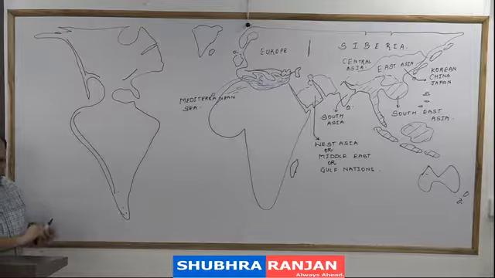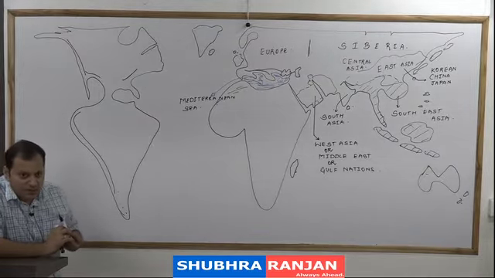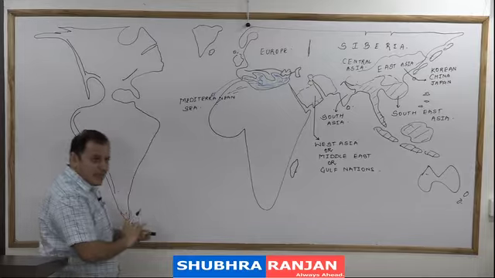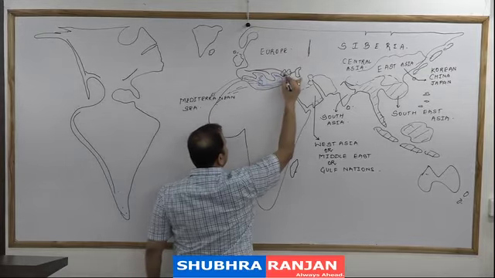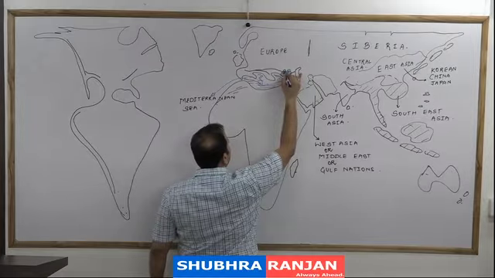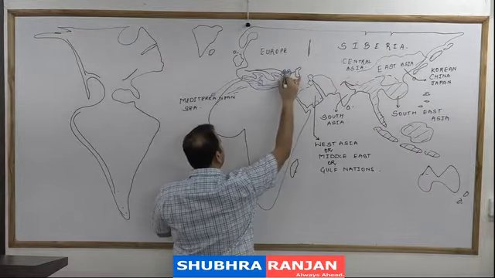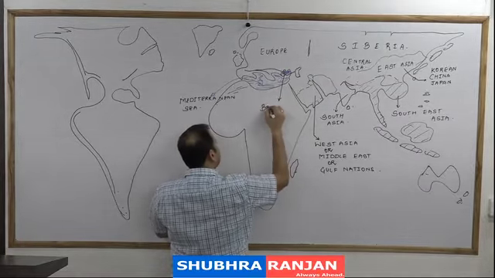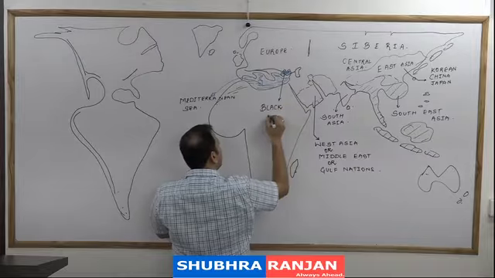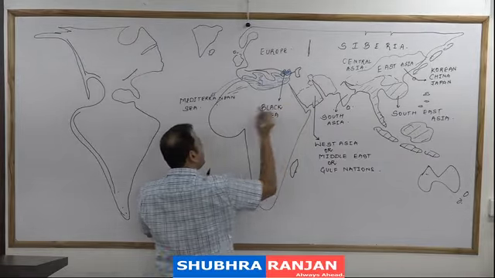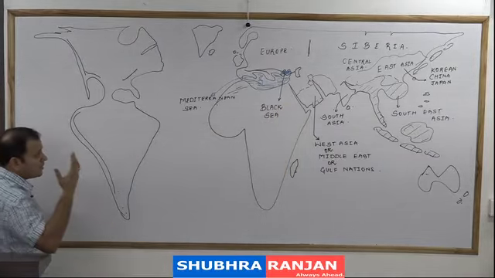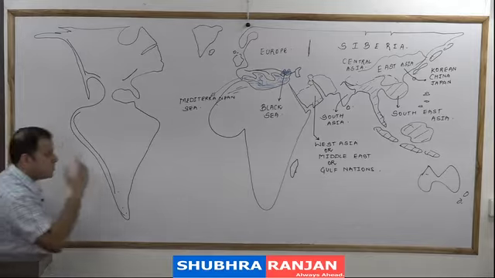A question always comes in the preliminary examination: the countries surrounding the Mediterranean Sea. Just above this Mediterranean Sea is a water body which is known as the Black Sea. Is it visible behind? It is known as the Black Sea. Just above the Mediterranean Sea, we have a water body, that is the Black Sea.